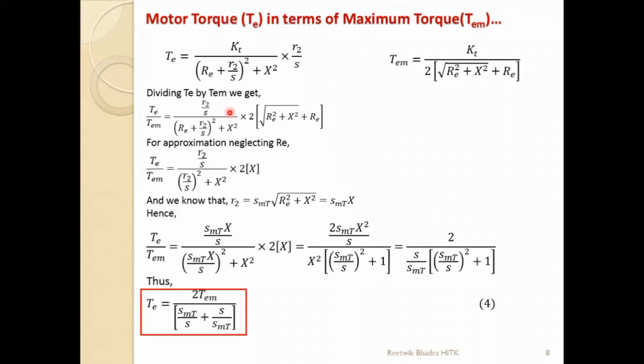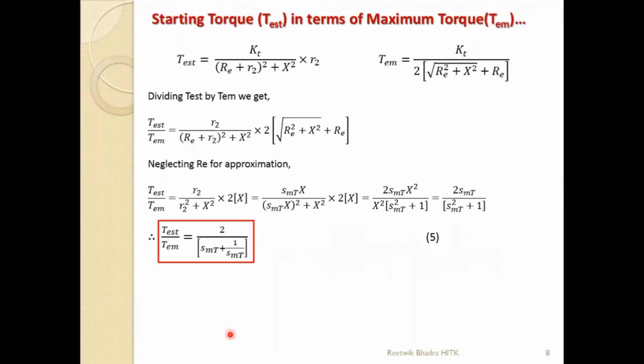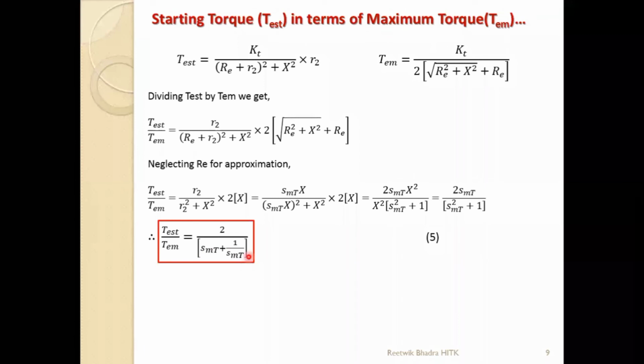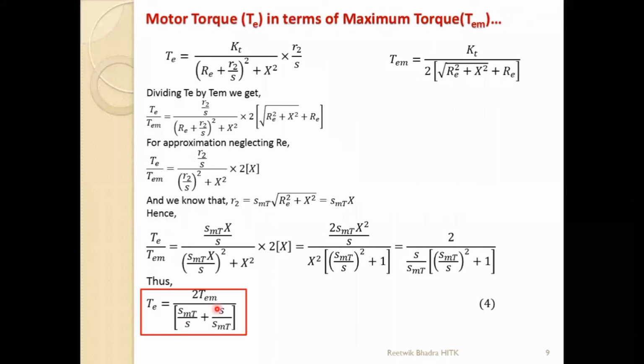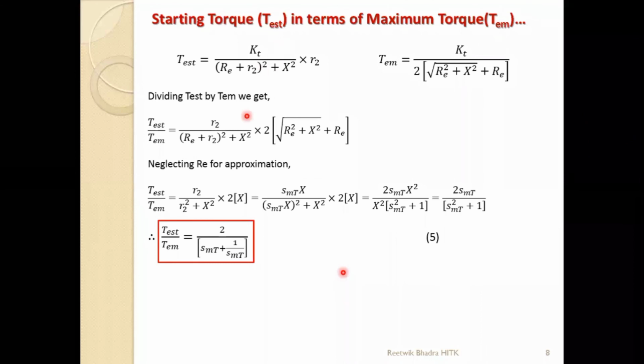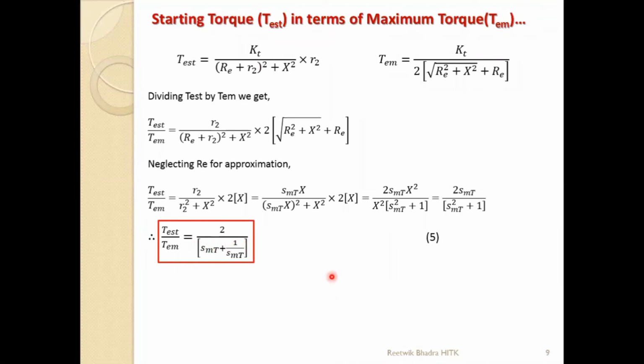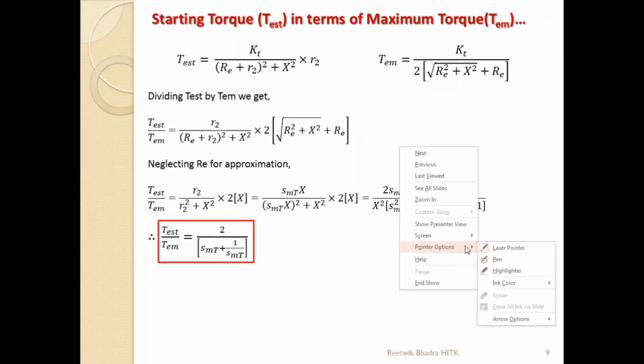Now, at what slip does starting torque occur? S equal to 1. Replace this s by 1. What you will get? Tem will be replaced by Tst. So twice Tst by SmT by 1 plus 1 by SmT. So this is the equation we get. Twice Tem, SmT plus 1 by SmT. So in case of competitive exam, no need to remember all these derivations and all. You remember this equation, and since slip equal to 1 means starting torque occurs, so replace that s by 1, you will get this relation.